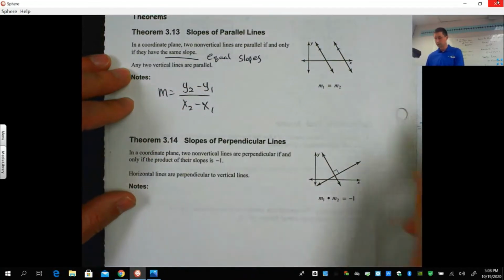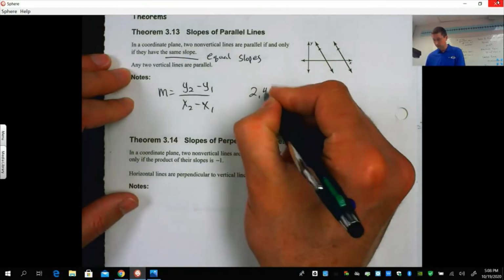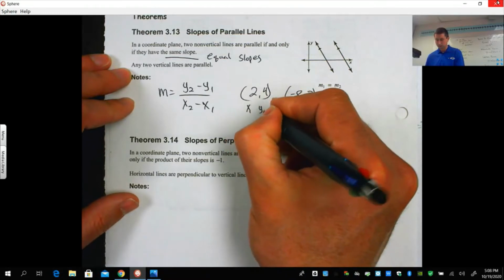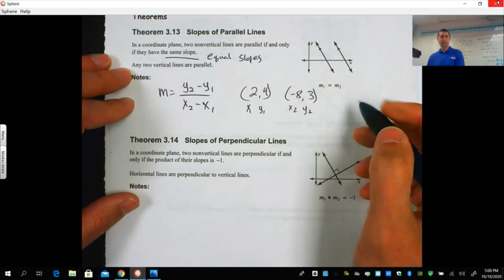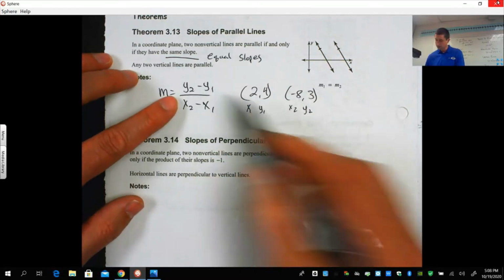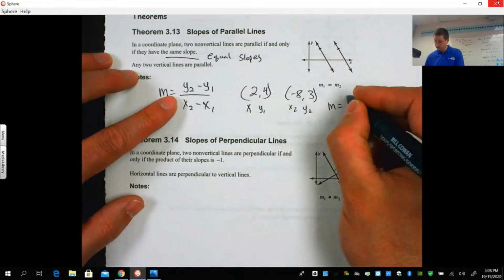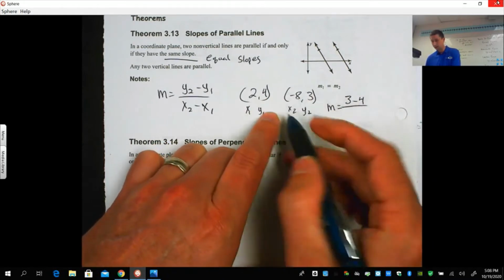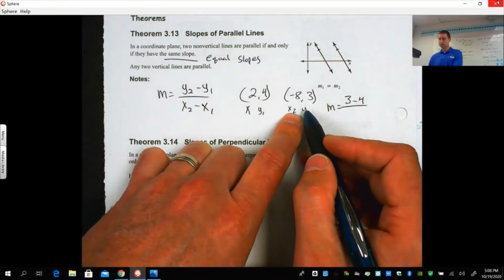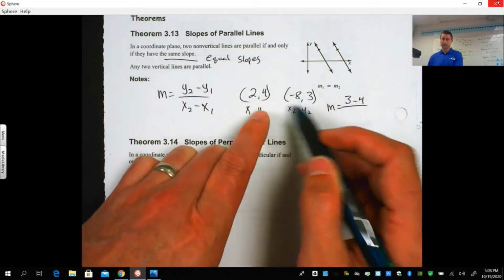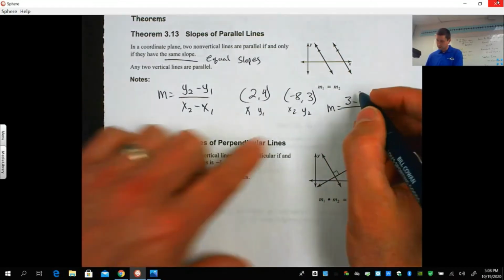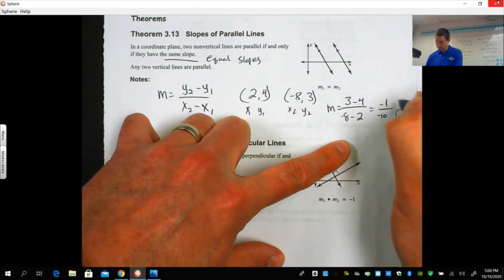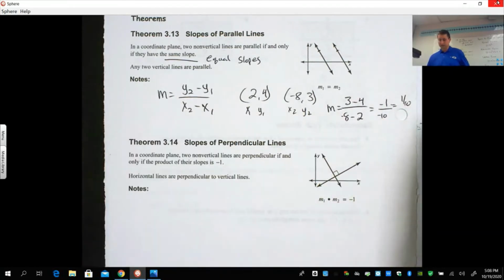So when they give you 2 points, let's say we have 2, 4, and negative 8, 3, you can label them as x1, y1, x2, y2. And then plug each of these points into your formula. You're subtracting your y's, so m equals 3 minus 4, over, now always go back to the point you started with. Now, these points could be written in a different order, and it doesn't matter. You're going to end up with the same answer. So it should be negative 3, 8 minus 2. So we get negative 1 over negative 10. So this slope would be 1/10 between those 2 points.